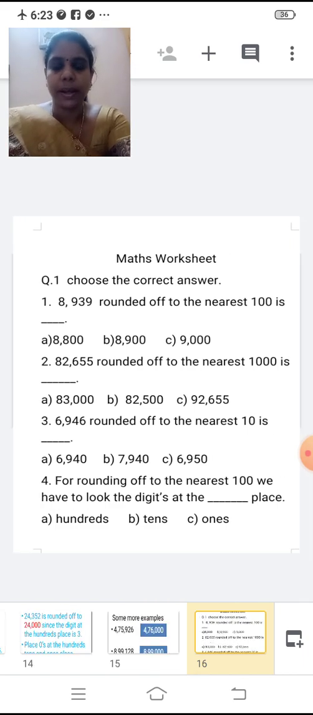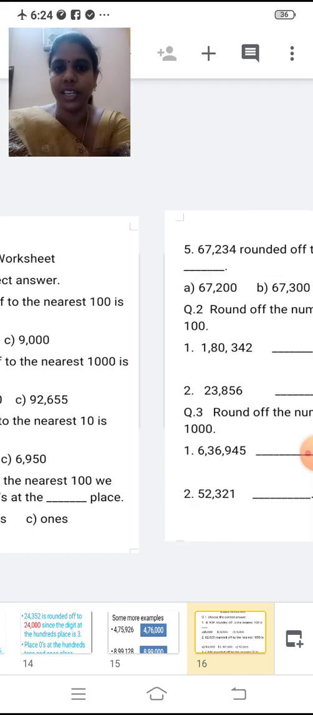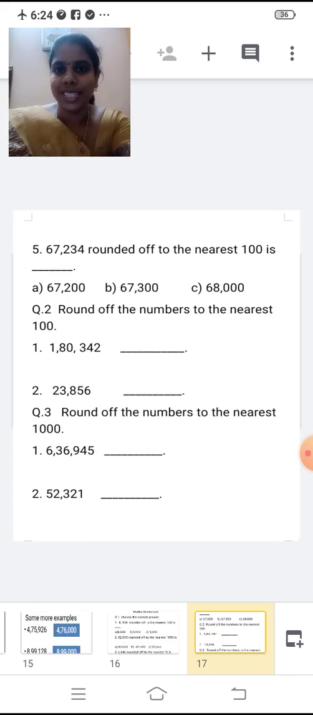I've given one worksheet. Choose the correct options. 88,939 round off to the nearest 100. Second one, 82,655 round off to the nearest 1000. Third one, 6,946 round off to the nearest 10. Fourth one, for rounding off to the nearest 100, we have to look to the digit at which place? Fifth one, 67,234 rounded off to the nearest 100.